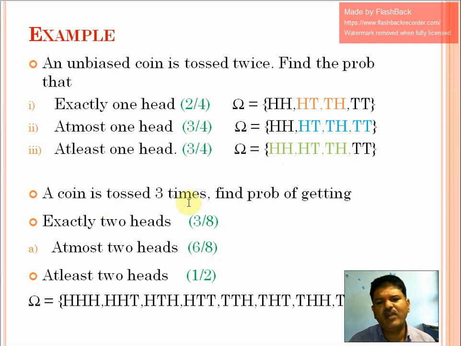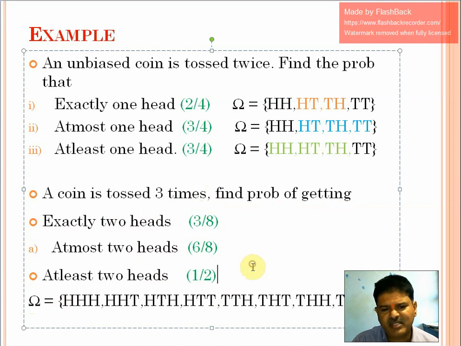One more example. A coin is tossed 3 times. Find the probability of getting exactly one head, at most one head and at least one head. So what is the sample space in this case? A coin is tossed 3 times. These are the possible outcomes. How many cases are there? There are in all 8 cases: HHH, HHT, HTH, HTT, TTH, THT, THH and finally TTT. So these are the 8 cases in the sample space. The exhaustive number of cases is 8.